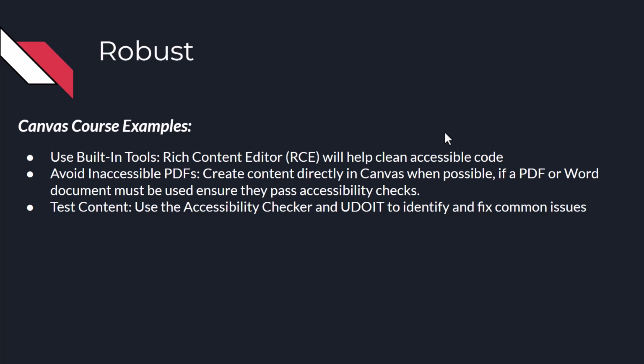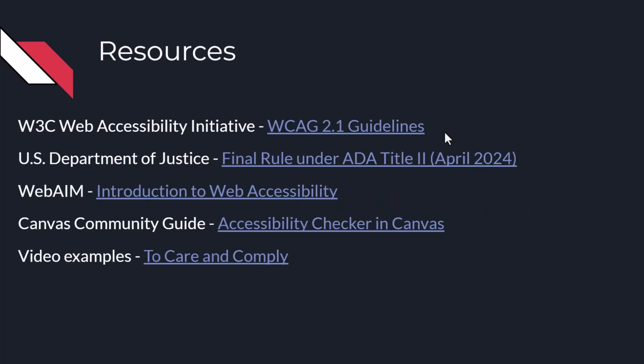There are some resources here that you can take a look at. The actual guidelines themselves, which we'll talk more about in subsequent videos. Looking again at that final rule from the Department of Justice under ADA Title II, a little bit more detailed introduction to web accessibility, talking about the accessibility checker in Canvas, which we'll get into in other videos as well. And this is a really good video with some more examples of students who have to rely on assistive technologies and some of the struggles they face. So that's definitely worth a watch as well.